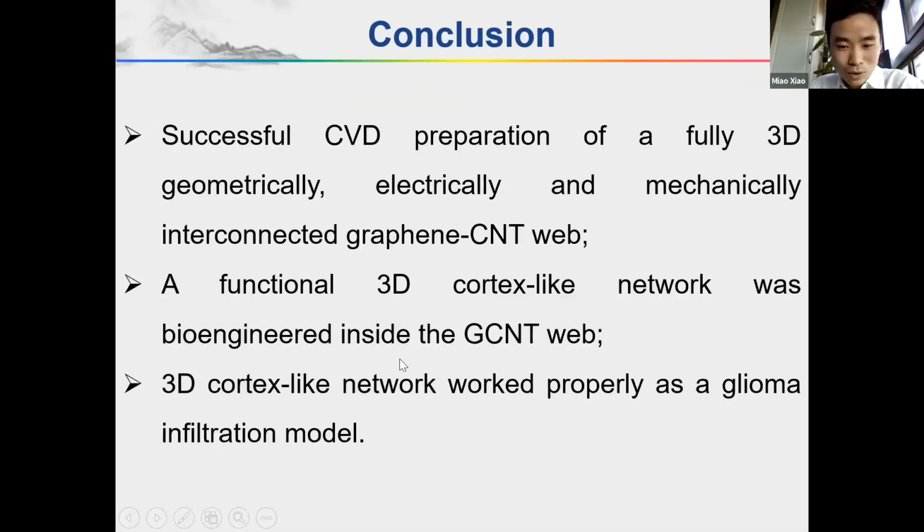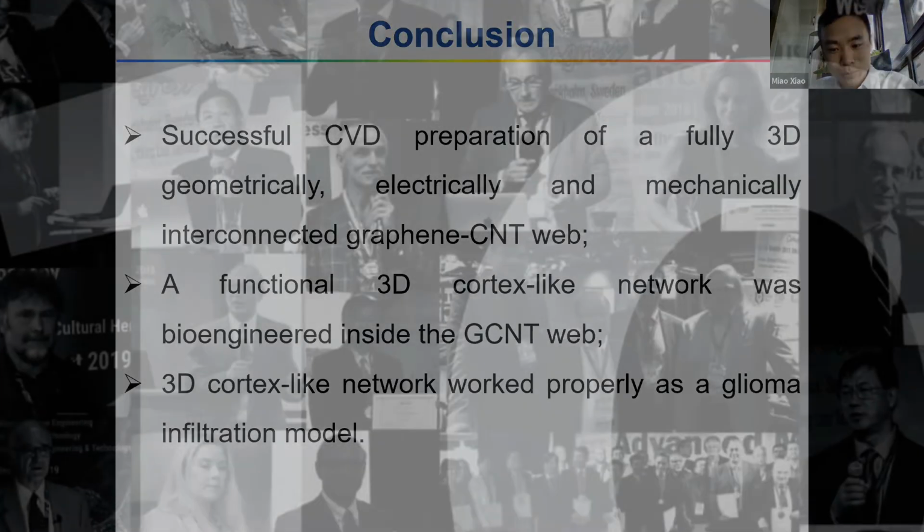So in this work, we have firstly successfully prepared, by chemical vapor deposition, a fully 3D interconnected graphene carbon nanotube. Then we use this GCNT web to build a functional 3D cortex-like neural network. And then we use this cortex-like network to build a glioma infiltration model. And this model works perfectly.